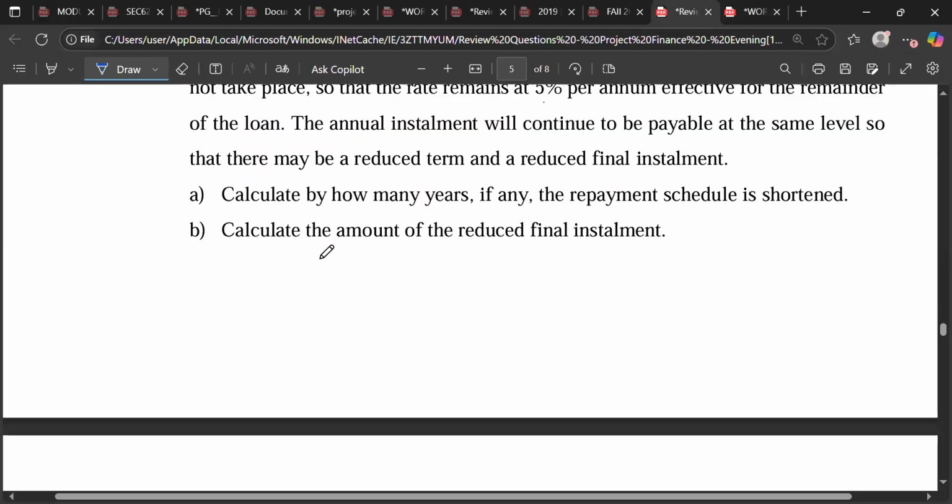Okay, so now this covers part A of the question. Part A of the question has been covered successfully. Now with that in mind, we find part B, right? Part B says, what is the reduced final installment? So remember, you're paying 1,000 for 18 years. In the last year, it's a bit different. We need to find the present value of the 18 installments first.